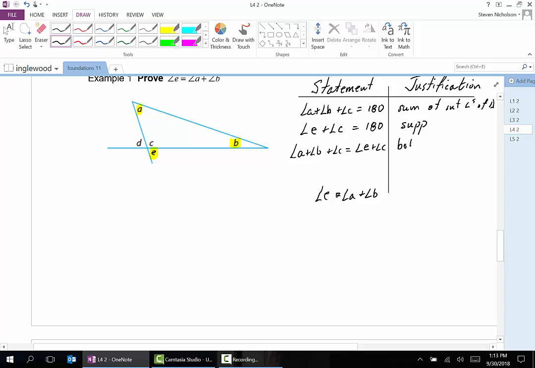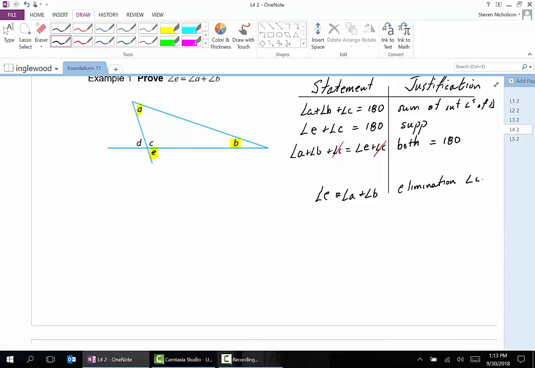And again, that's because they both equal 180 degrees. Now notice on each side of the equation, we have angle C. These are exactly the same. So if we took them away, we don't change the balance, we don't change the equality, and that's what we've just done. By eliminating angle C, we have just gone ahead and shown that we only have A and B on one side and E on the other side, and that is a proof.